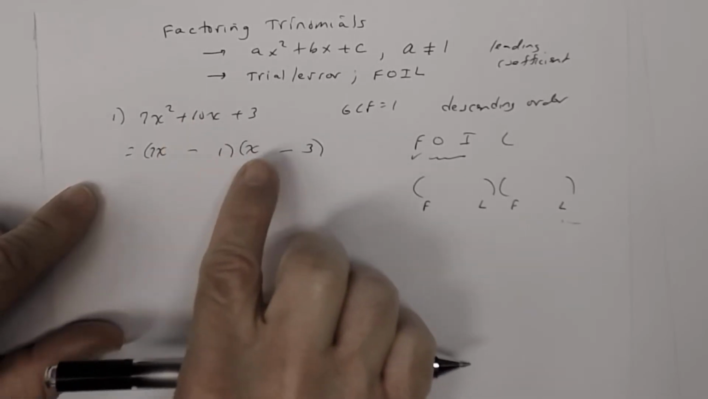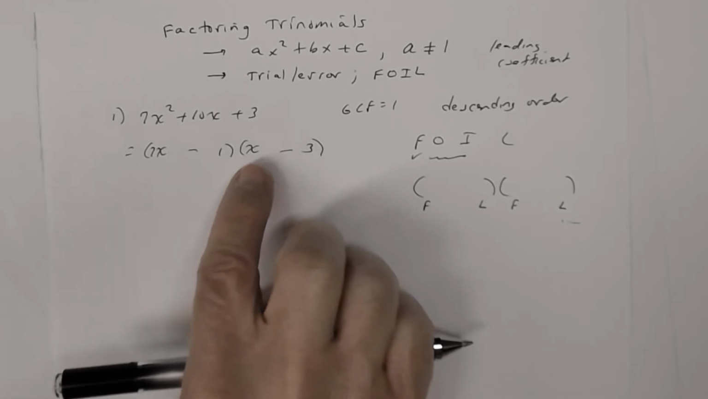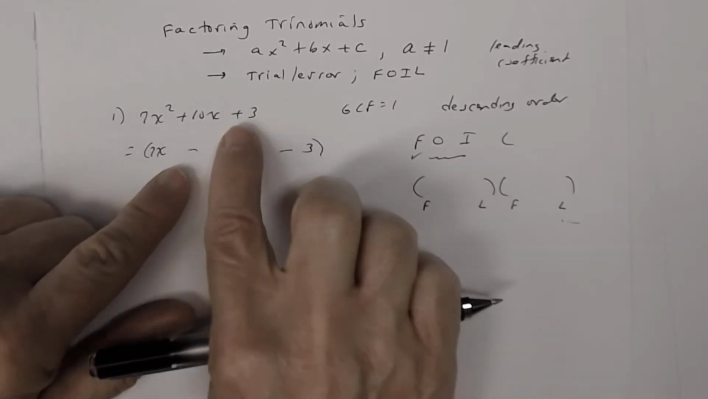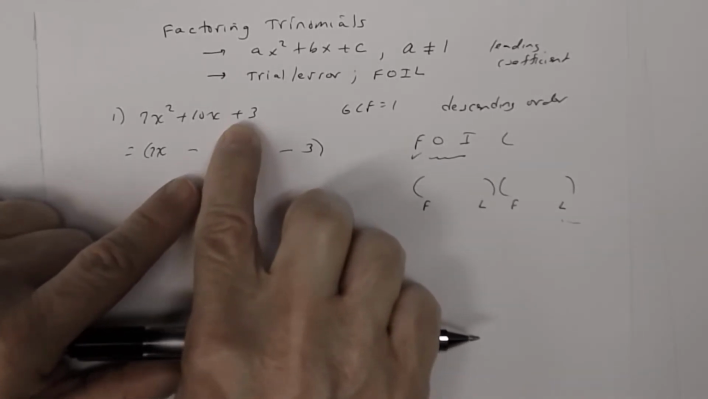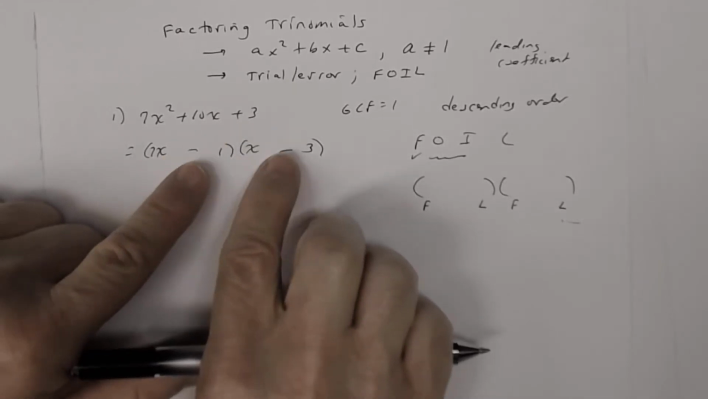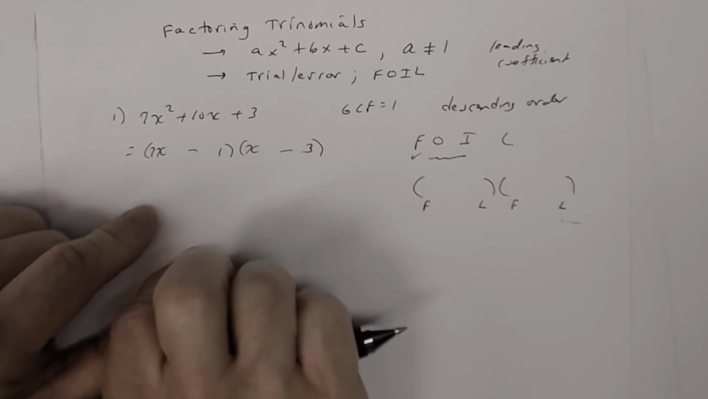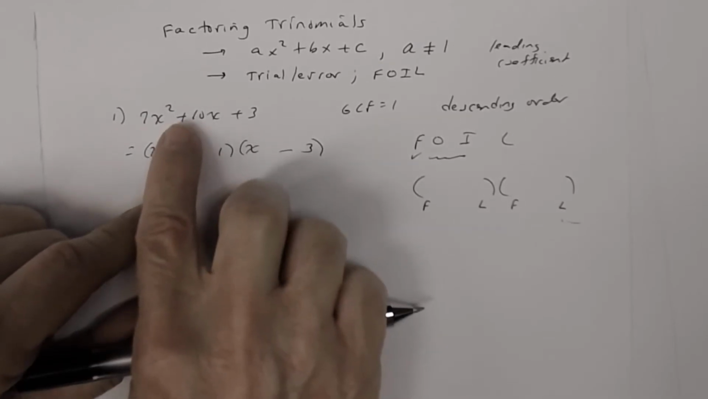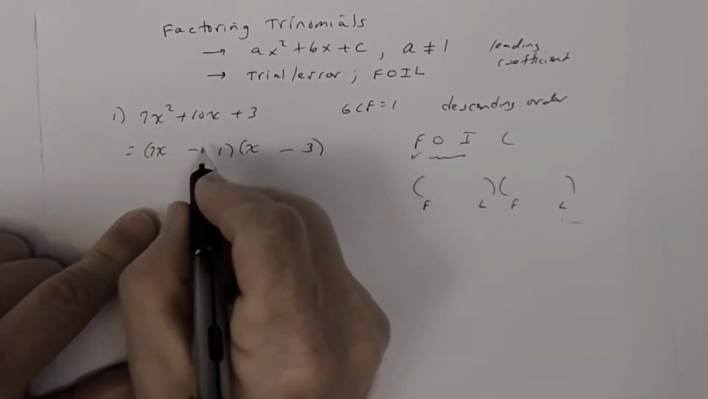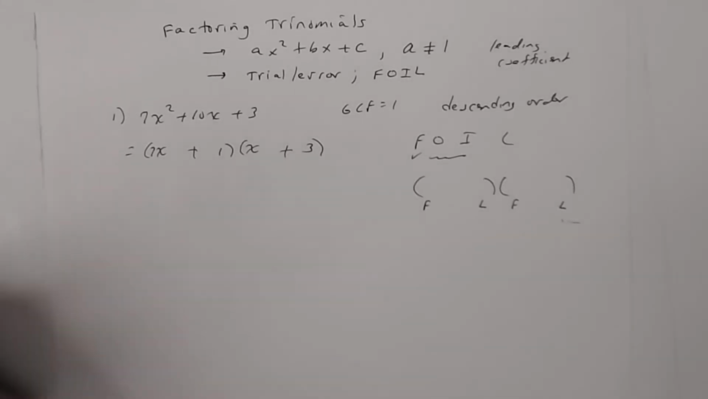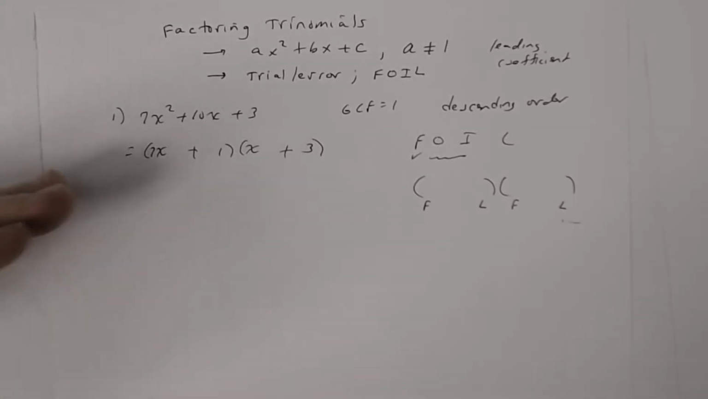Okay? So here's the trick with determining the signs. If the last sign's positive, that's the easy kind. Because that means that these signs are going to be the same, and the sign will be whatever that middle sign is. So since that middle term is positive, that means these are going to be positive. Okay, so that's how you determine the signs. And so as we go through this, we're going to discuss that sign. How do we determine the signs?